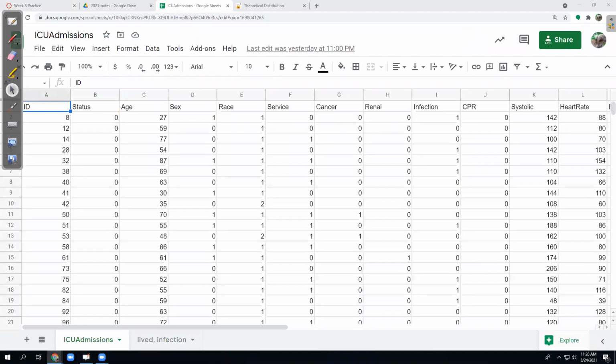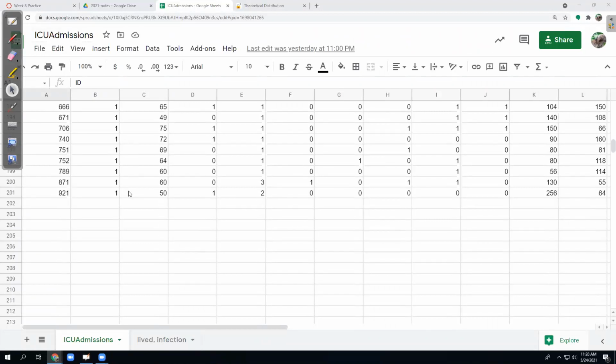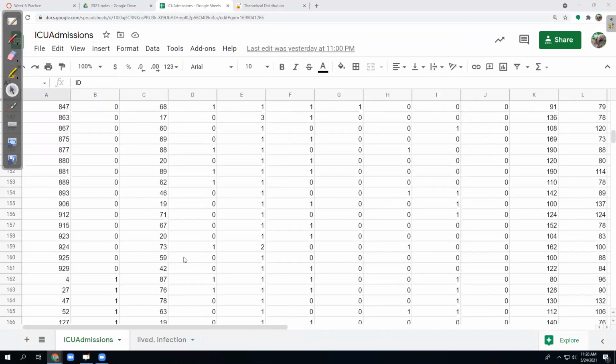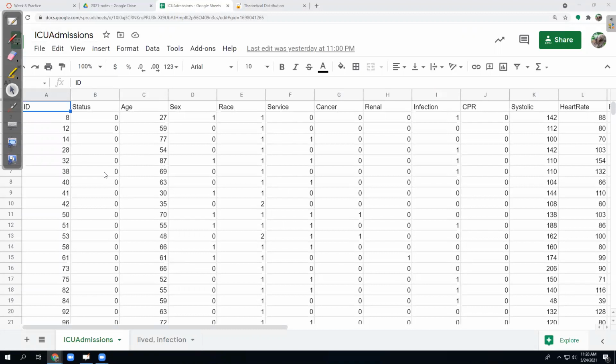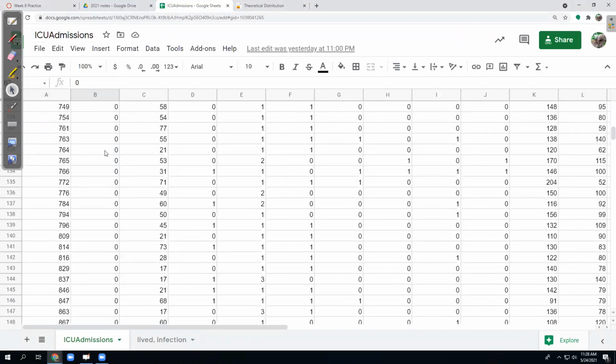All right, so I've got this data about ICU admissions from a certain hospital, and there are 200 different patients here. All kinds of things were recorded about these patients. The two I'm going to focus on are the status. So status is if they live or they die after being submitted to the ICU. So a 0 means they lived, and a 1 means they died.